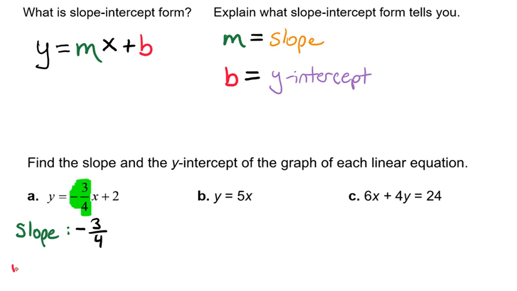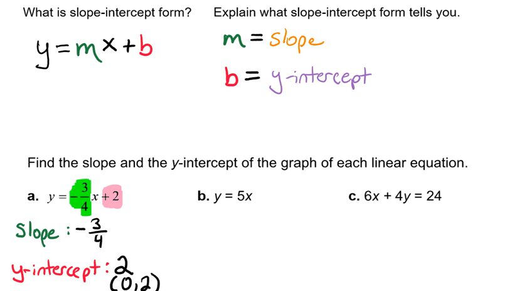Well, what is in our y-intercept spot? The y-intercept is given by the b. So what's in the b's place? Here we have a positive 2. So that means our y-intercept is at a value of 2. Sometimes that's written as (0, 2) as well.